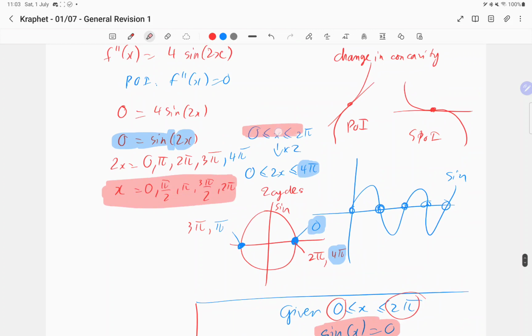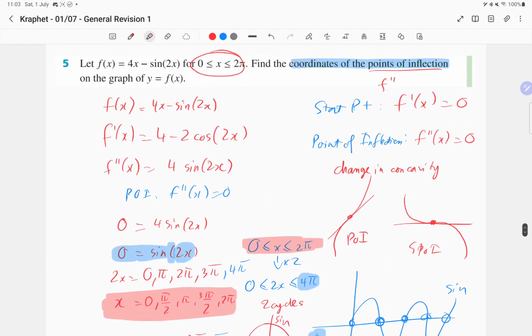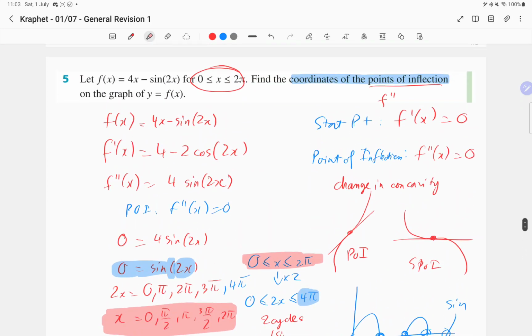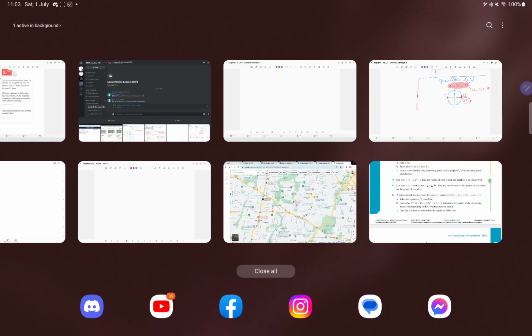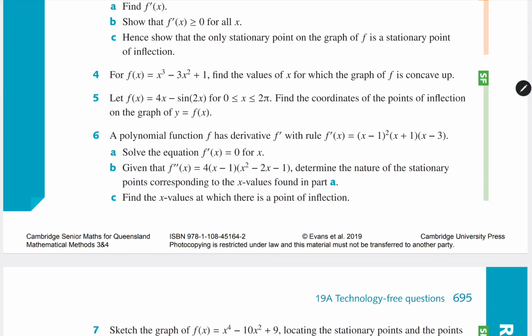And does it satisfy the initial domain? Yes, it does. It starts from 0, ends at 2 pi. So when you're solving trigonometry equations, make sure to always change the domain. This is considered simple familiar for Unit 4 because you should have done this type of question many times before.